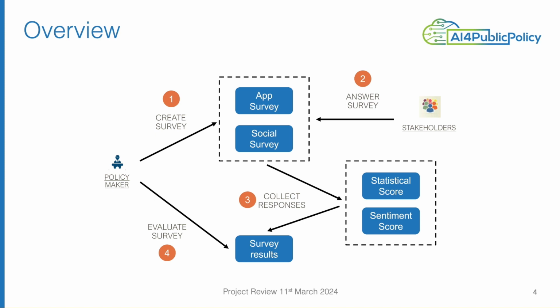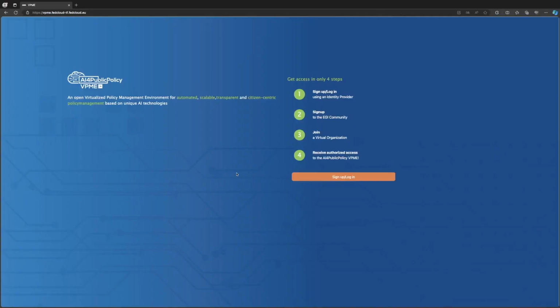Here, statistical calculations or the sentiment analysis tool can be used to calculate scores. Finally, the policymaker can evaluate the survey created using the graphs and charts used to represent the survey results. Let's start now to see the demonstration of the policy evaluation component.